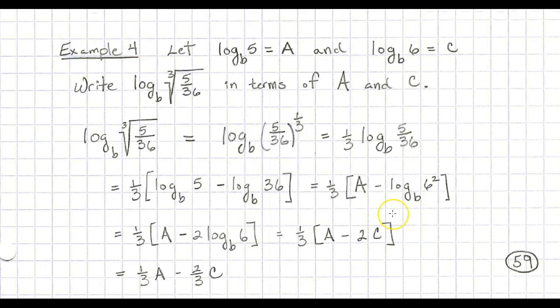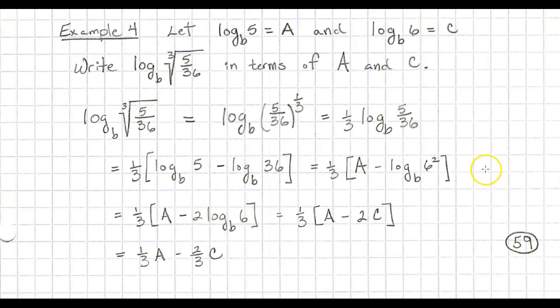Okay, so let's use our rules, and let's go through and do another example here. Last example. In example 4, we want to let log base b of 5 be some number a, and log base b of 6 be some number c. So these are the same base. So now I want to write log base b of the cube root of 5 divided by 36 in terms of a and c. So what I need to do is expand this first.